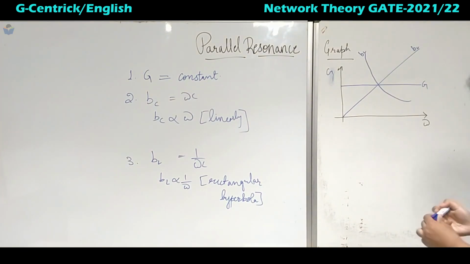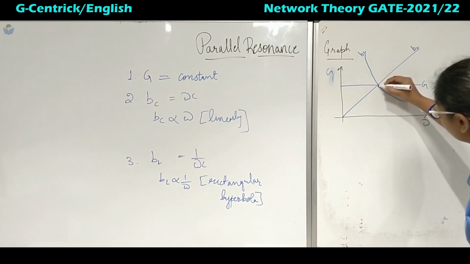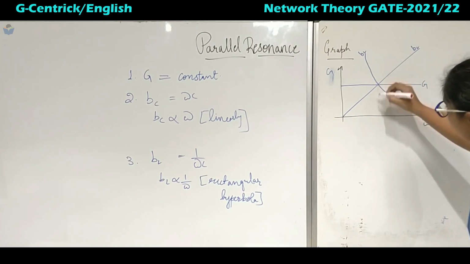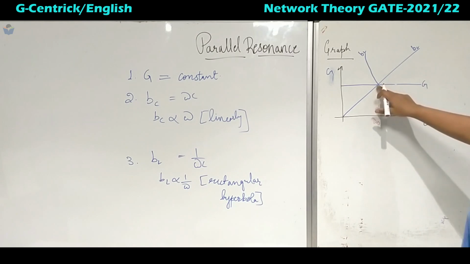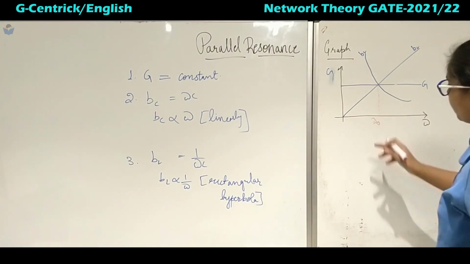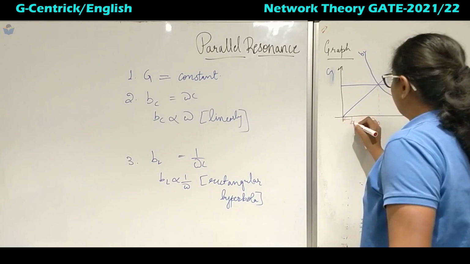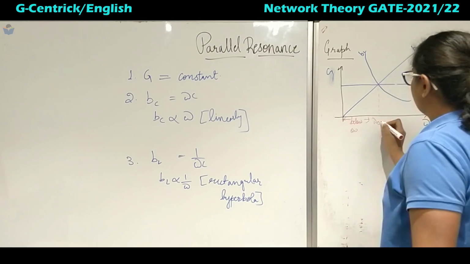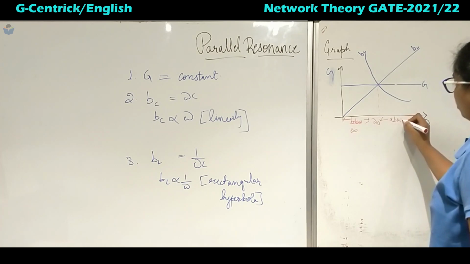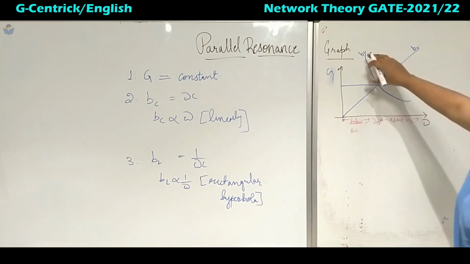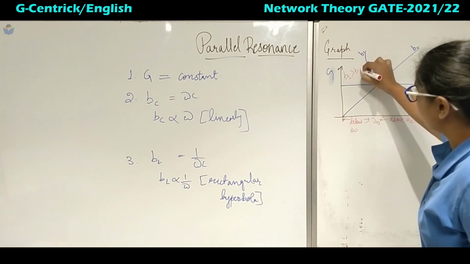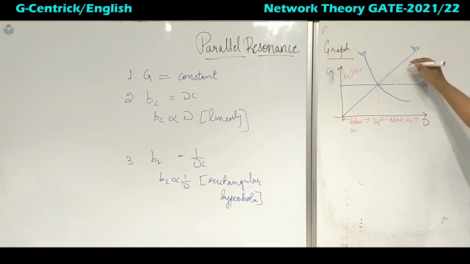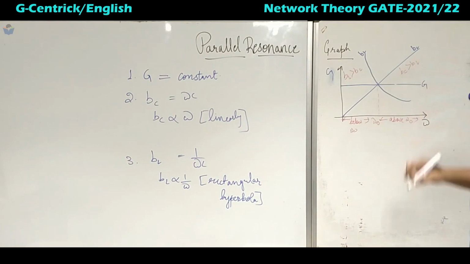Now this point which touches the x-axis here is called omega naught. That is the resonant frequency, because see here all the three graphs are meeting at this point. Now this side it will be below omega naught, and here it will be above omega naught. If you take this side, that is below omega naught, you will see that BL is greater than BC. Above it, you will see that BC is greater than BL, right? So this is the graph.